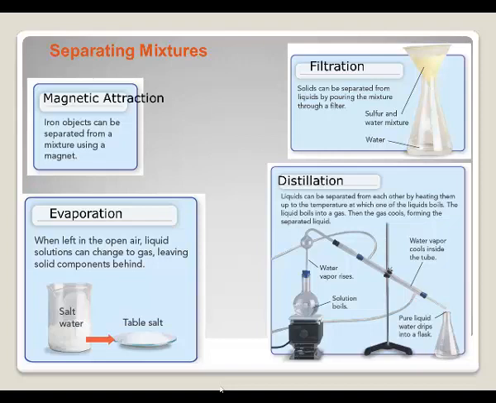And then the last one is distillation. And distillation is a little more complex. And this takes liquids, and the liquids are separated from each other by heating them up to the temperature at which one of the liquids boils. The liquid boils into a gas, and then the gas cools, forming the separated liquids. So we saw that in the video that we watched in the Hunting the Elements video, where they were boiling the urine to try to get potassium out of it. So that would be an example of distillation.